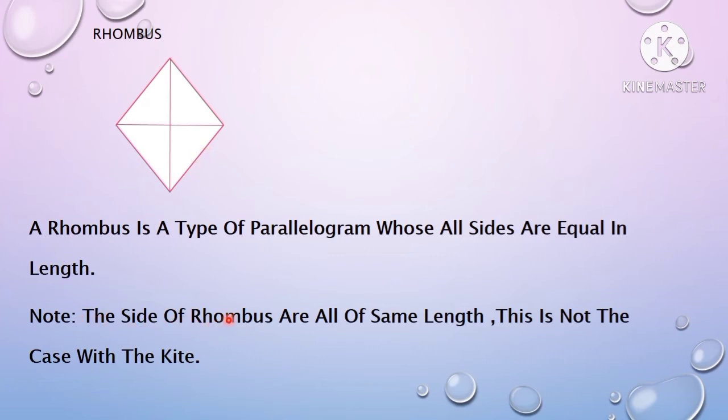Note, the sides of a rhombus are all of the same length. This is not the case with the kite. A kite has two pairs of equal sides, mainly the opposite two sides, equal in length. But for a rhombus, all the sides are of equal length. So don't confuse rhombus and kite. The figure looks the same, but for a kite only two opposite sides are equal, and for a rhombus all the sides are equal. Okay, children, keep this point in your mind. Don't get confused.